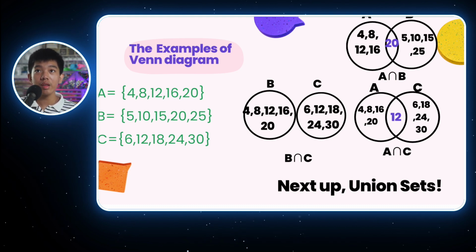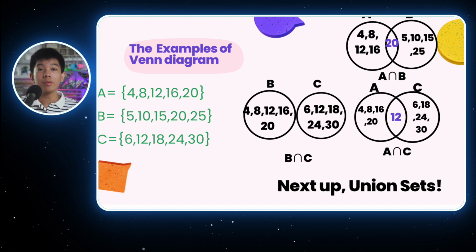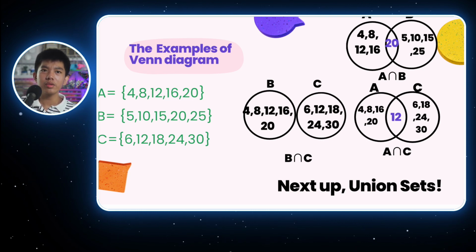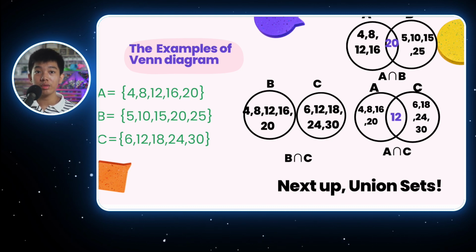Draw two circles and then label them, and put the elements of both sets into the labeled circles, based on where they belong. If there are one or more elements that are part of both sets, you combine both circles together to make a little middle where you put all common elements found in both sets. For example, A intersecting B has 20 in the middle, and A intersecting C has 12 in the middle.